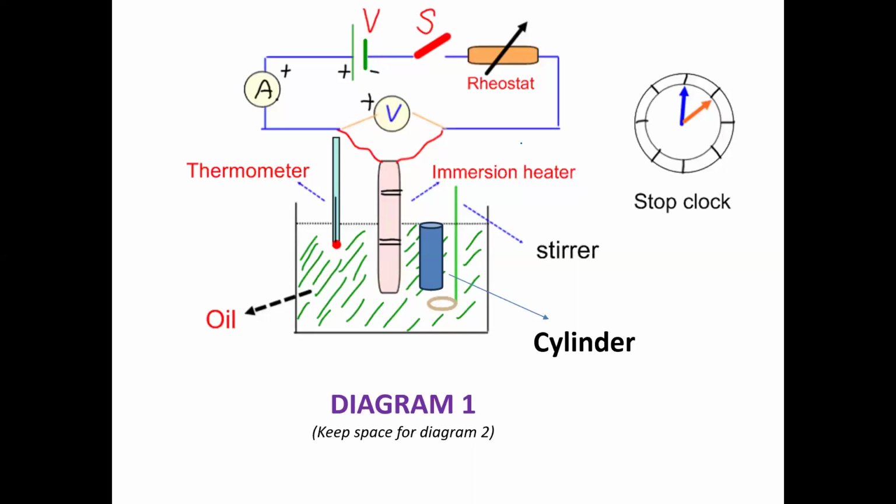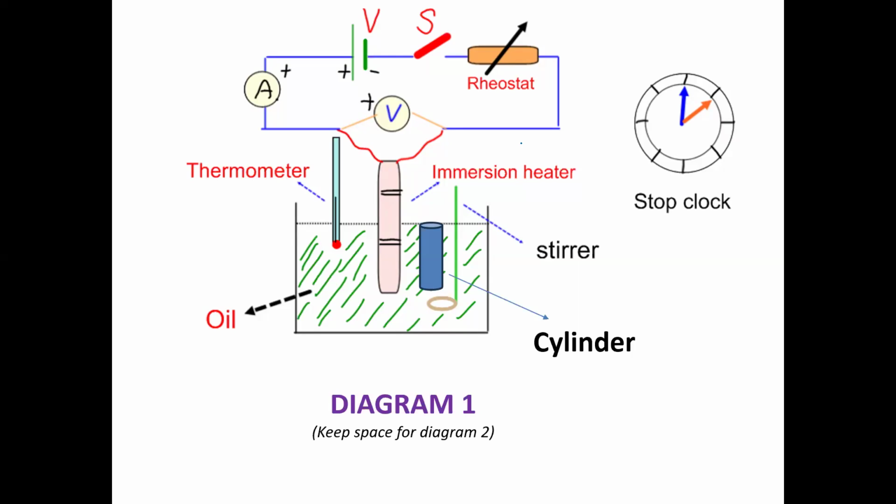This is the main diagram. I will use this diagram to find the specific heat capacity for the cylinder. I will immerse the cylinder in oil. I have a thermometer, a rheostat, a switch and a battery, and my plan is to find the specific heat capacity for the cylinder.